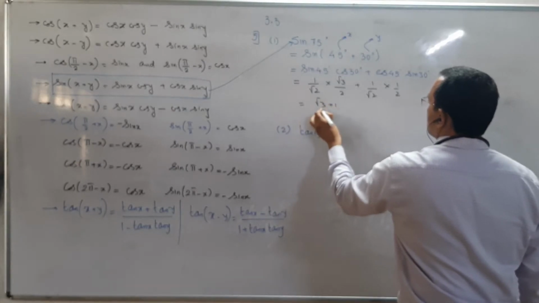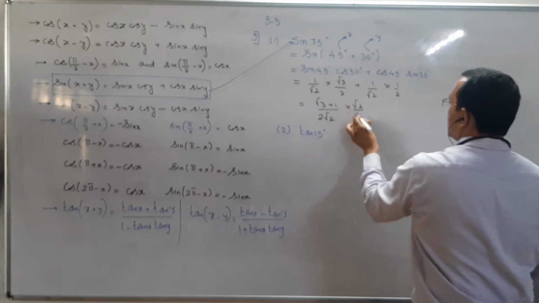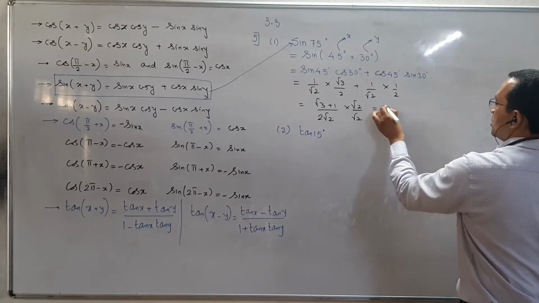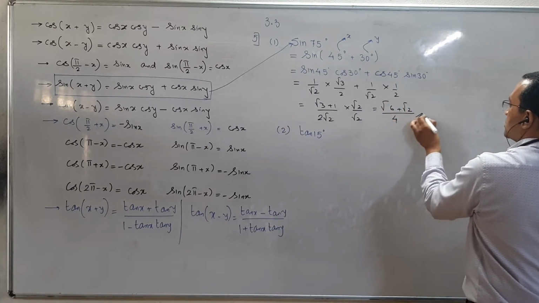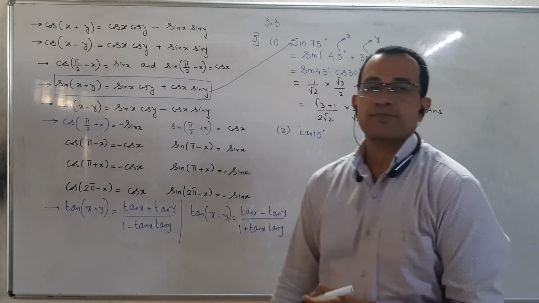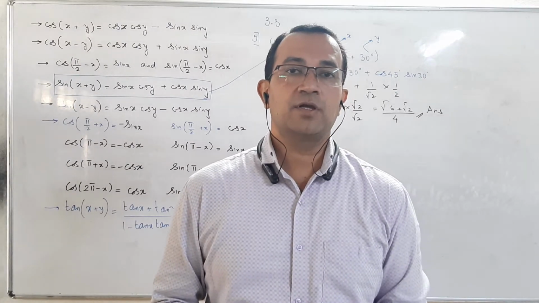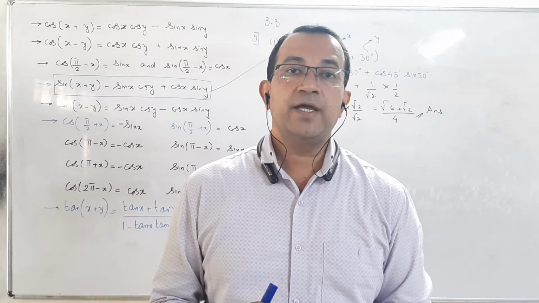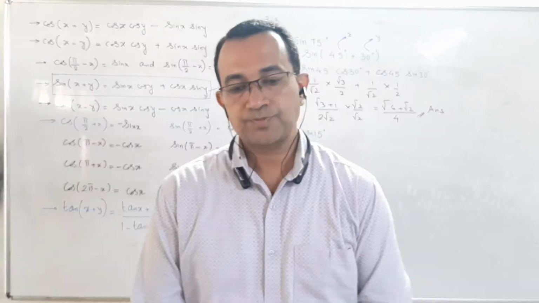Take LCM as 2 root 2. Generally we avoid keeping an irrational term in the denominator, so multiply and divide by root 2. So root 6 plus root 2 by 4. This is, students, your final answer. So one has to be very careful and, students, very precise when you apply these basics.